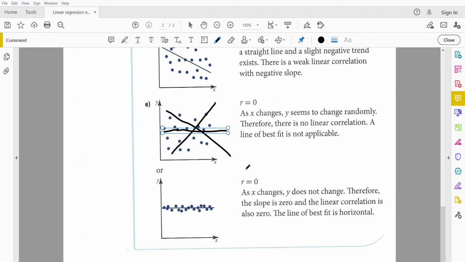So you've got to be careful about this R equal to 0. Watch out for that. R equal to 0 has two different kinds of interpretation.